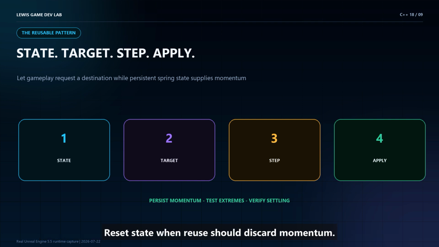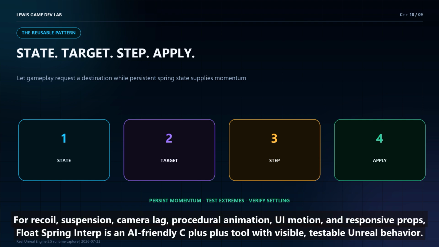Reset state when reuse should discard momentum. Clamp only when mechanical limits require it. Test both transient extremes and eventual convergence. For recoil, suspension, camera lag, procedural animation, UI motion, and responsive props, FloatSpringInterp is an AI-friendly C++ tool with visible, testable Unreal behavior.